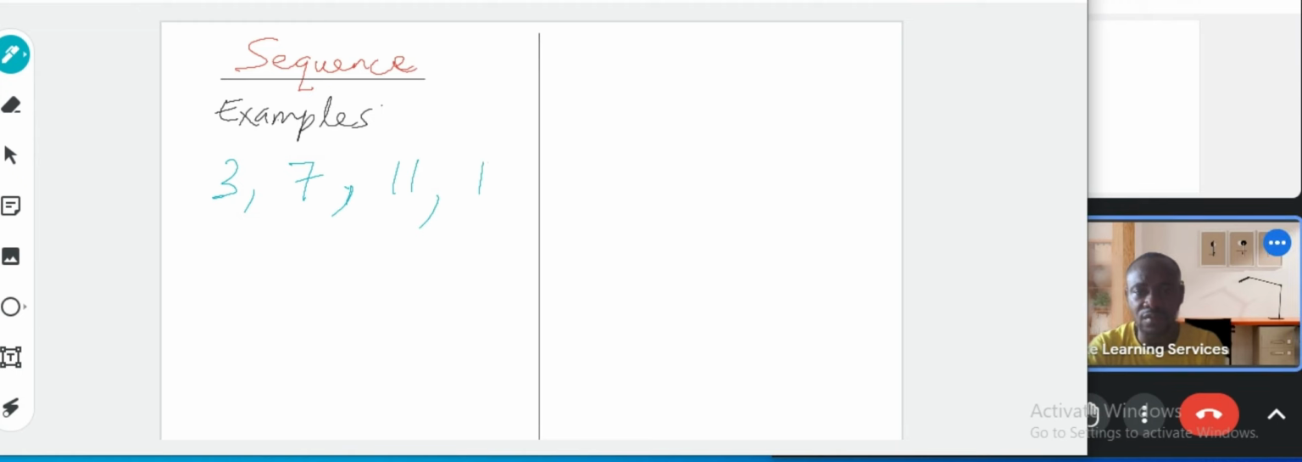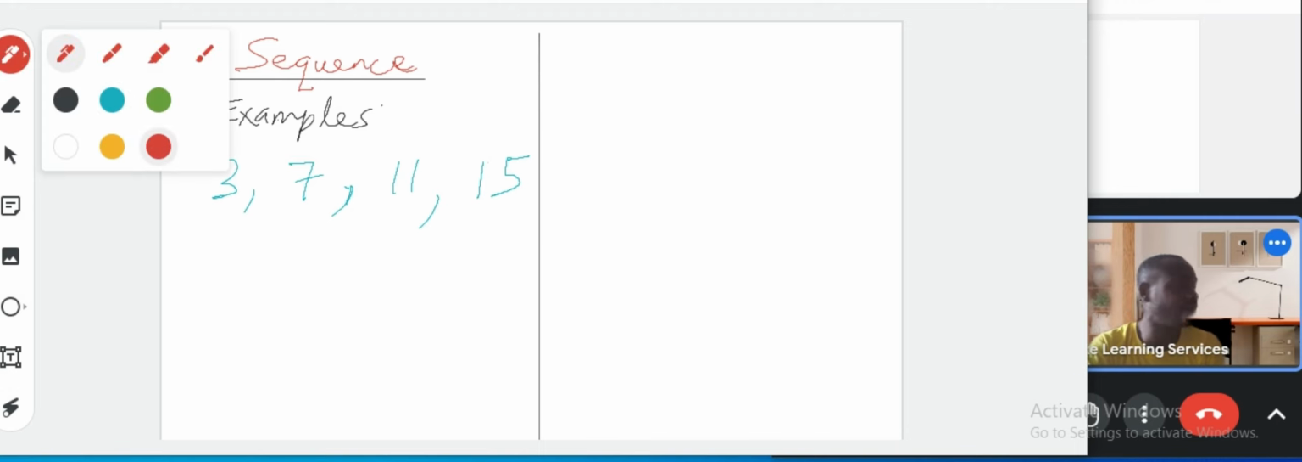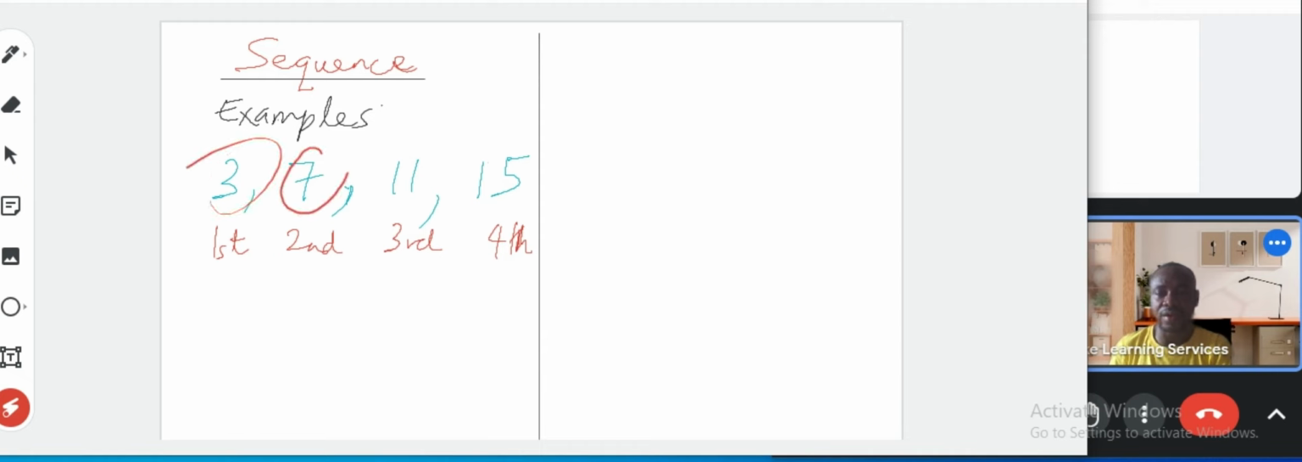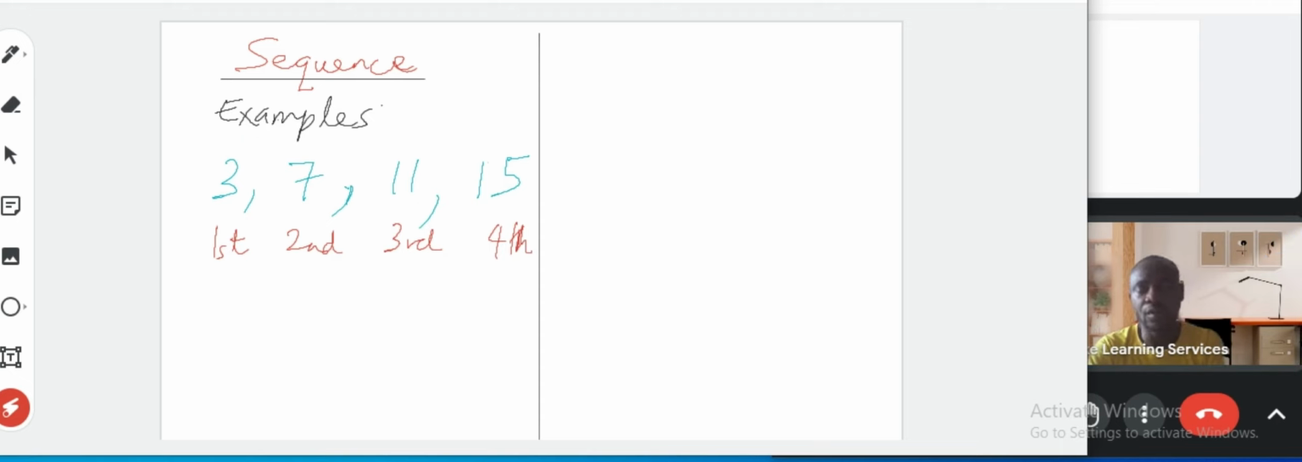Okay, 15. Now, this is the first term. This is first. Second. This is third. And this is fourth. So, with all the terms you have here, you can see that it has a particular pattern. How did you come about 15 from the third term? You just added 4. All right, we added 4.